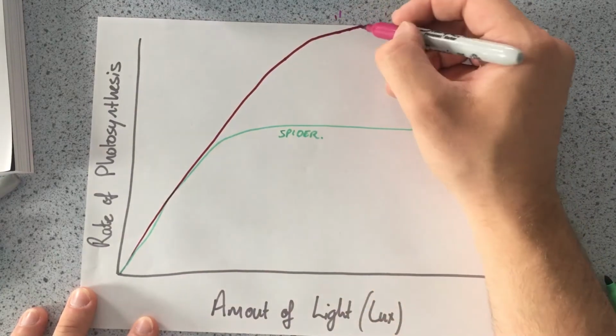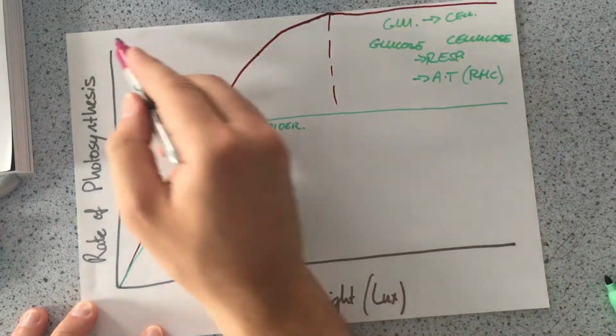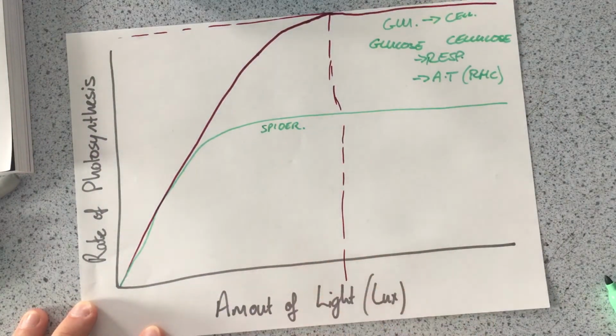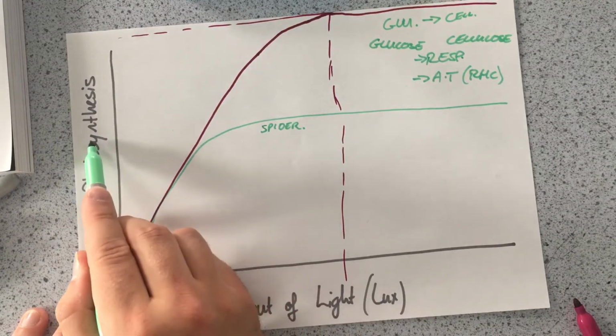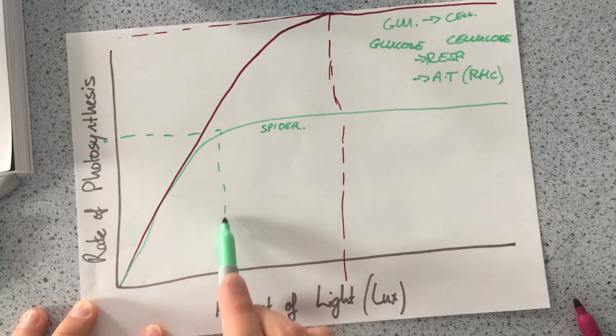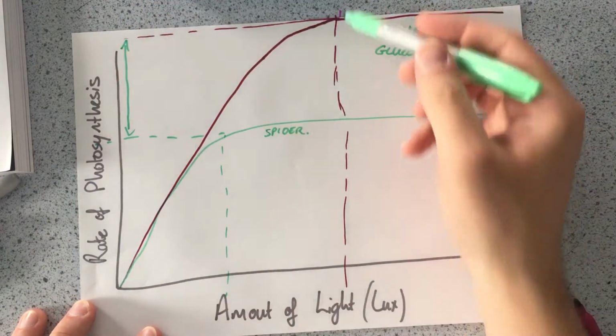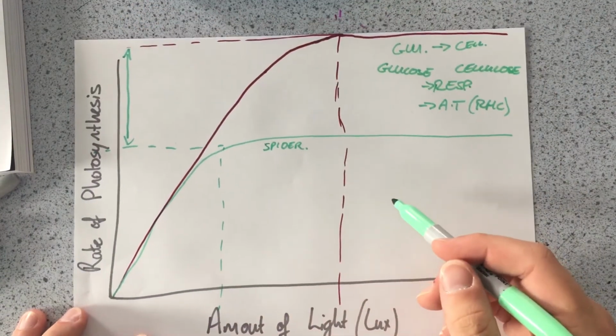So this means that my bamboo is able to make a lot more glucose with a much higher limiting factor of light. The spider plant is going to be able to make much less. So this is the difference between a spider plant, a normal plant, and the bamboo.